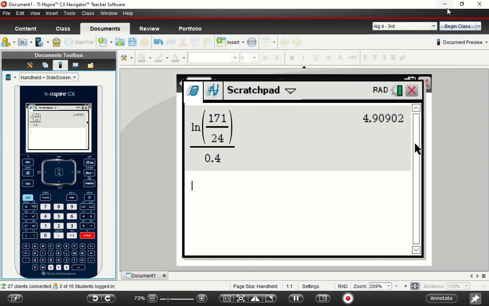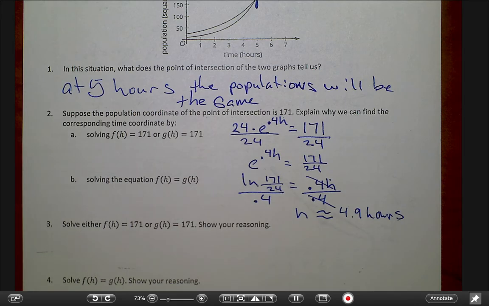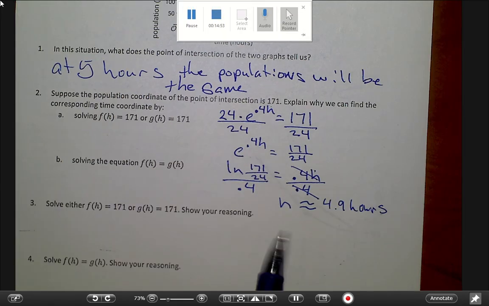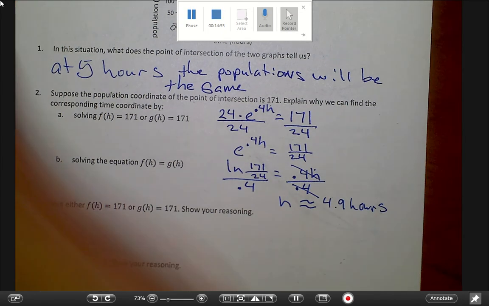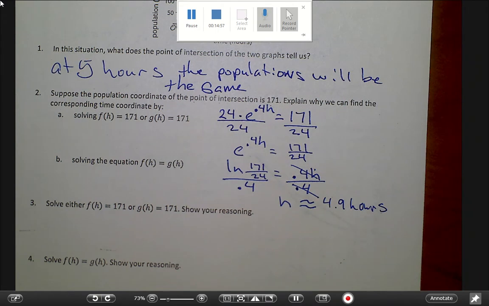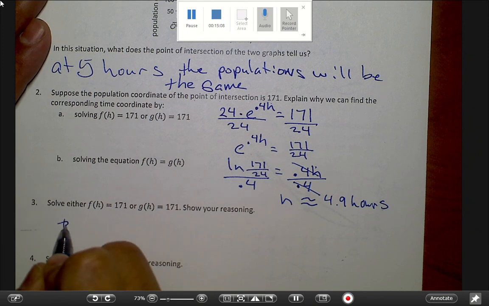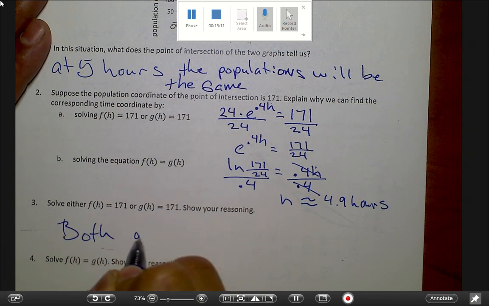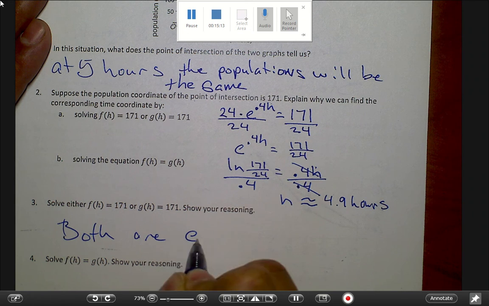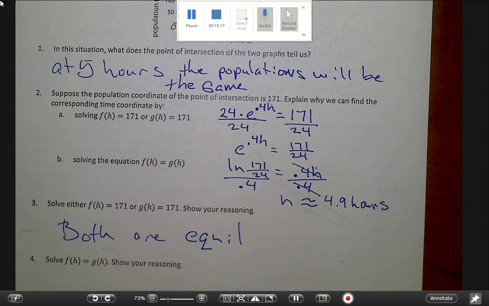All right, so now, okay, do I need to solve it for the other side also? No, why? They're both equal, right? Yeah. They're both equal. That's where they are crossing. So both of them are equal. Both are equal. So I really don't have to do much more for that.